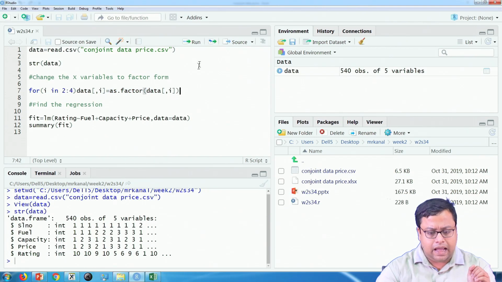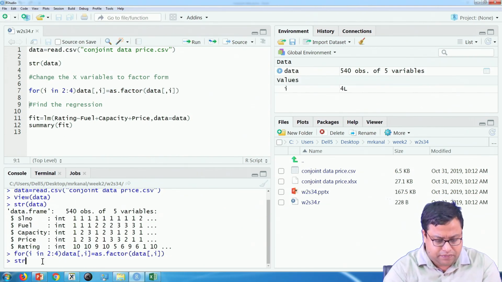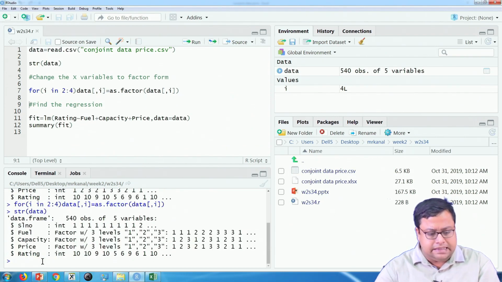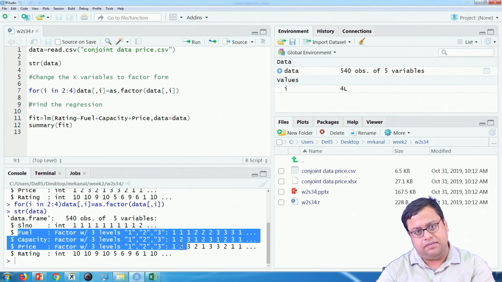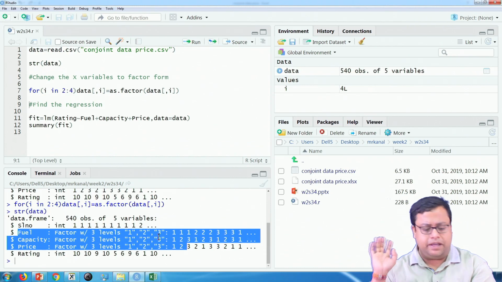I run that, and then I again check the structure of the data. Now I see that these have been changed to factor variables with levels 1, 2 and 3. These are my 3 levels: 1 is level number 1, 2 is level number 2 and 3 is level number 3. So I am more or less okay.